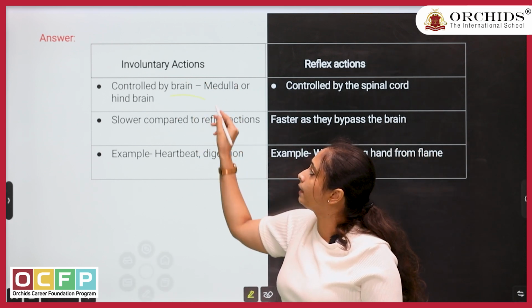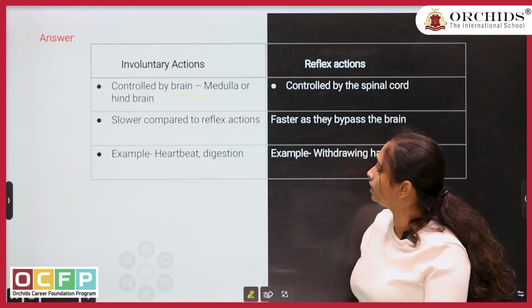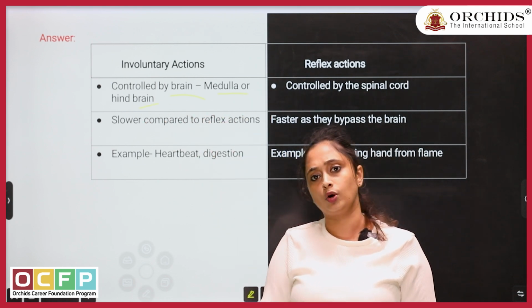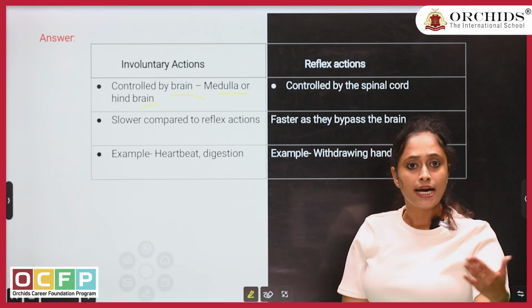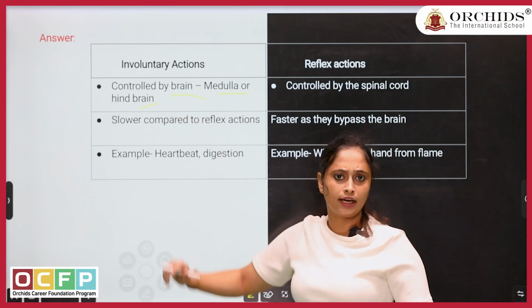Involuntary, controlled by brain. What is the organ controlling the involuntary action? Brain. And which part is controlling that involuntary action? Mainly medulla and hindbrain. For example, respiration is an involuntary action. Digestion is an involuntary action. These all are controlled by medulla and hindbrain.